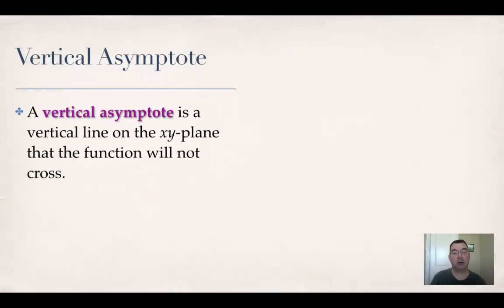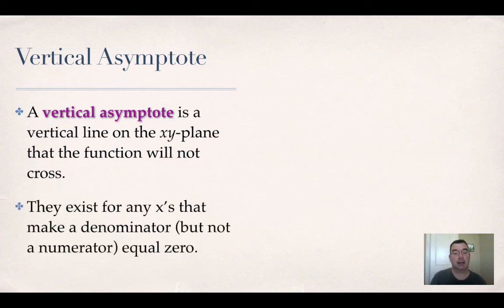What that is, is a vertical line on the xy plane that the function will not cross. They exist for any x's that make the denominator 0, but not the numerator. Okay, that's a different situation when an x makes the numerator and the denominator 0. We're just looking for the ones that make the denominator 0 only.